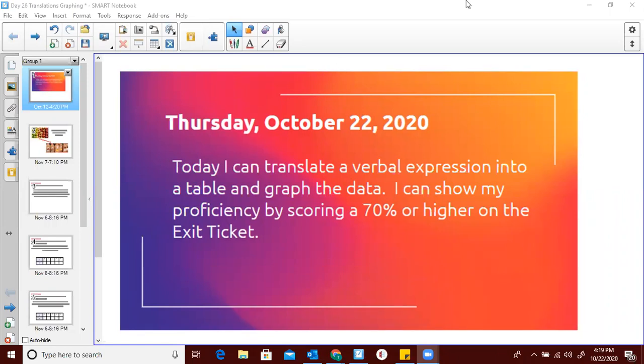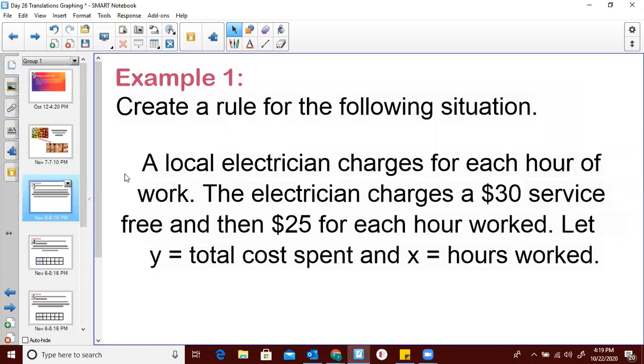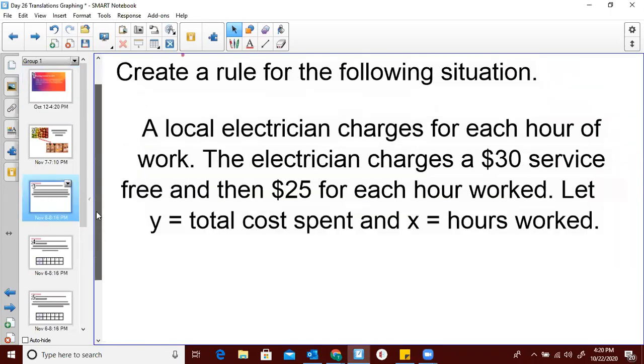You guys are going to be able to translate a verbal expression into a linear function, as well as a table, a graph, and be able to graph the data. You'll be able to show your proficiency by scoring a 70 or higher on the exit ticket. All right, so the first step is what we're going to be learning today, right?